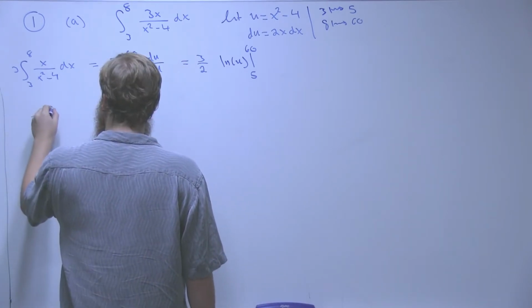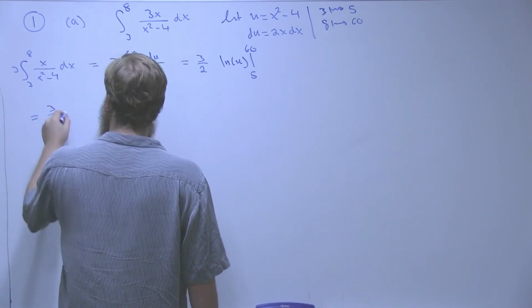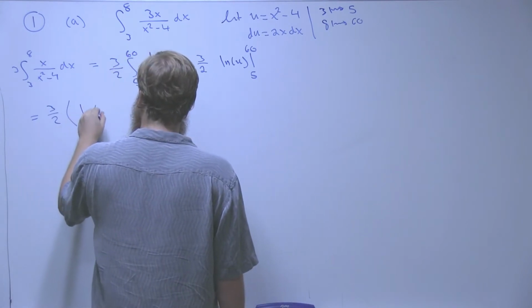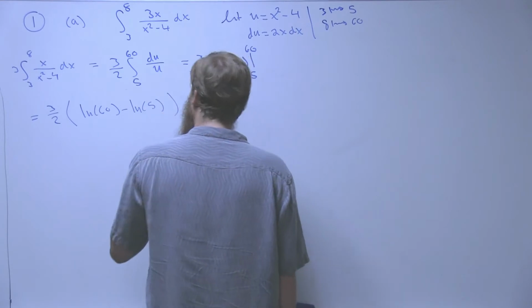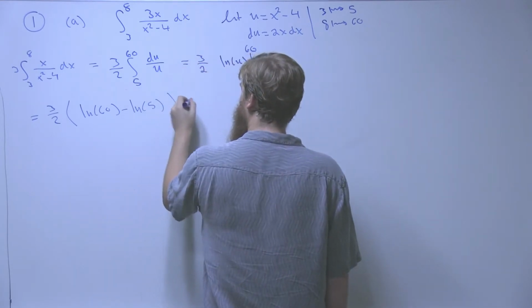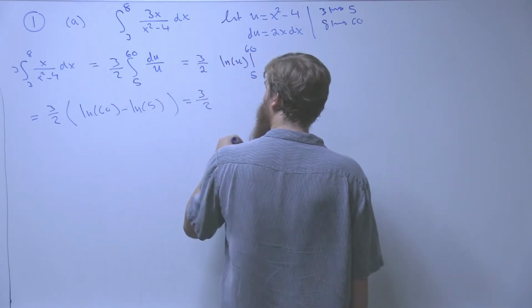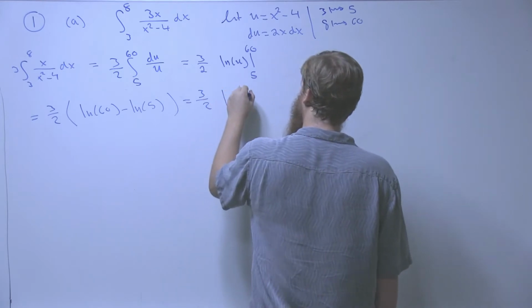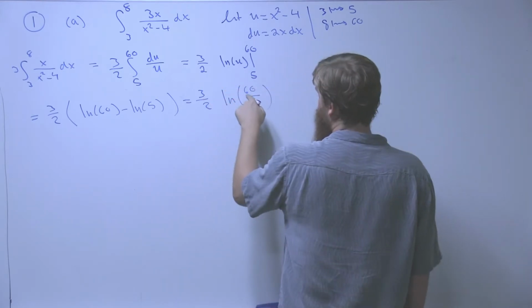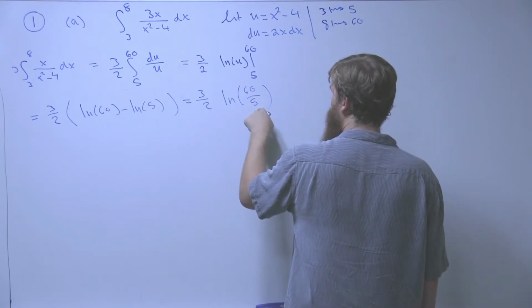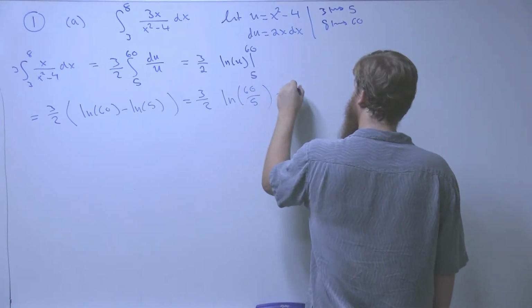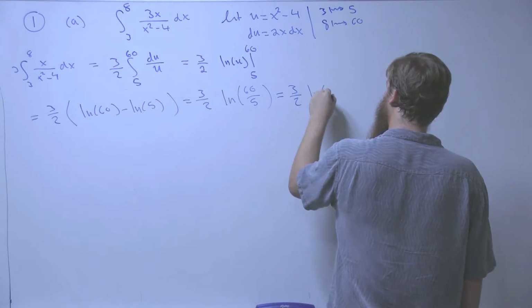From here, it's just a matter of calculation. This is 3/2 times the natural log of 60 minus the natural log of 5. We can use properties of logarithms to combine those two pieces. So this is 3/2 times the log of 60 over 5. 60 is 6 times 10, so 6 times 10 divided by 5 is 6 times 2. So this is 3/2 times the natural log of 12.